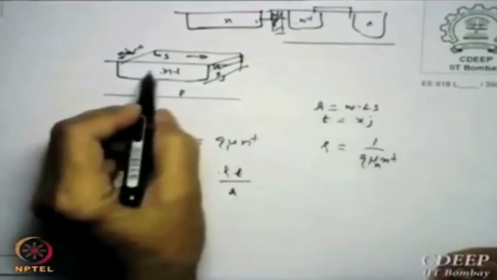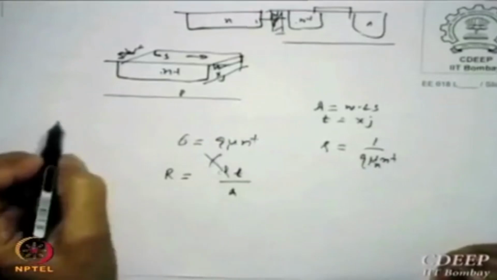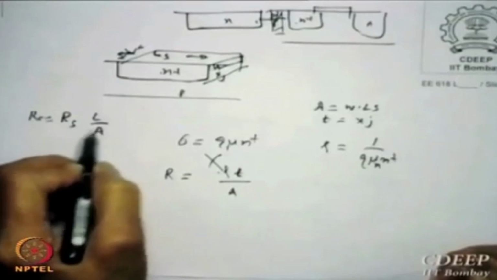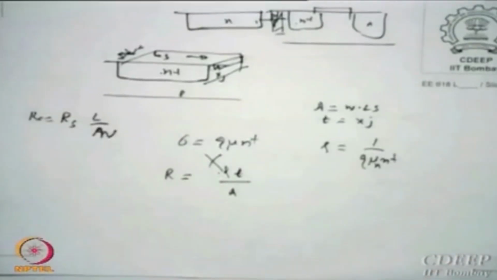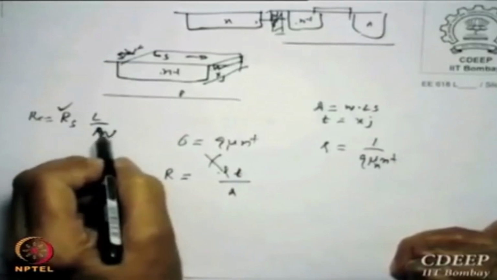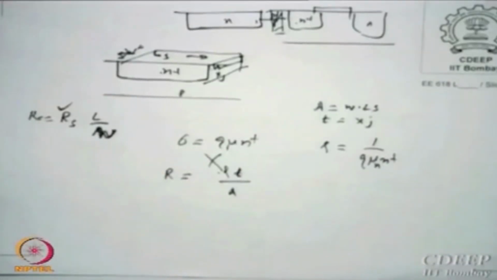Typically even this is not done because N plus is not a constant quantity, so it is actually given by R is equal to Rs L by A, L by W. Rs is called the sheet resistance of the N plus region, which is typically maybe 10 ohm per square or 15 ohm per square, or sometimes even 1 ohm per square in some areas. So Rs is known to me from technology. W is generally used as the standard width, and only the length is adjusted to get any R you want, okay. This is how all resistances are made.